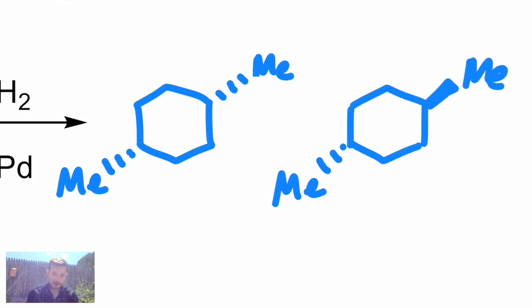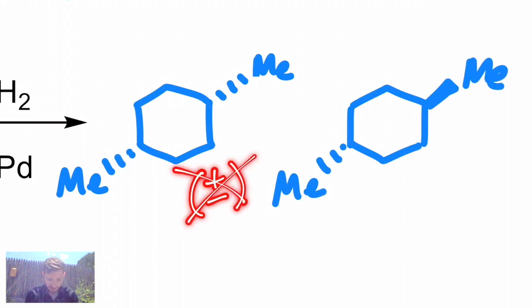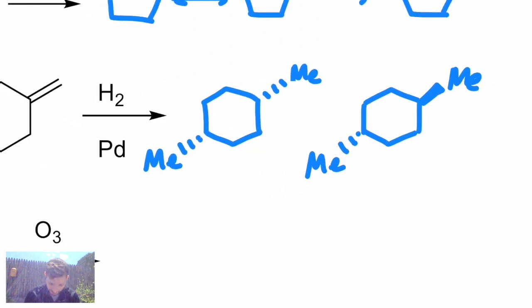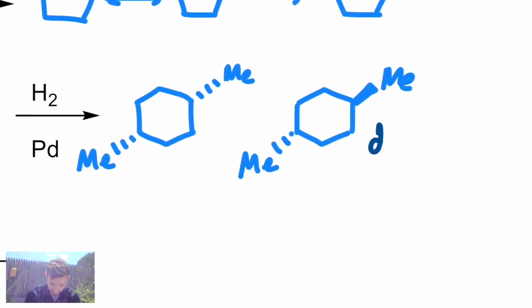Now I can't get away with drawing just one of these and writing the racemic symbol because this is not a chiral molecule. It doesn't have an enantiomer. This is a unique example where I get a mixture of diastereomers because we've desymmetrized the molecule by doing that hydrogenation reaction.